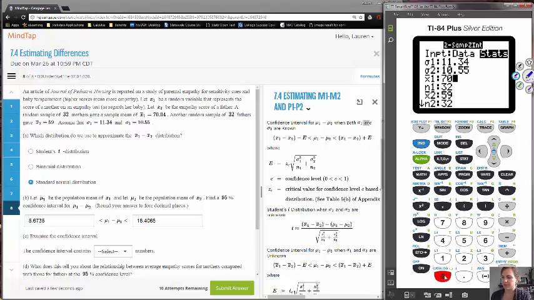Sample mean 1 was 70.04. First sample size 32. Sample mean 2 was 59. Sample size of 32, and our confidence level was 95% or 0.95. Press enter, and you'll see that this matches: 5.6736, so they have one little rounding error maybe in this fourth decimal place, and then 16.406 and a 5 that doesn't show up because it doesn't fit. So I'm pretty comfortable with these answers.